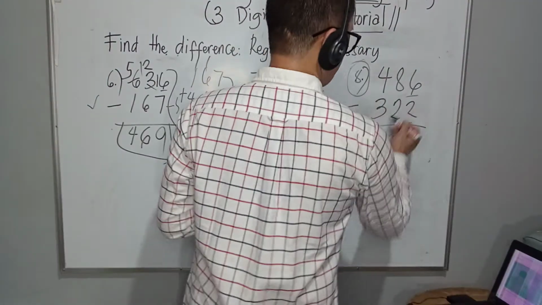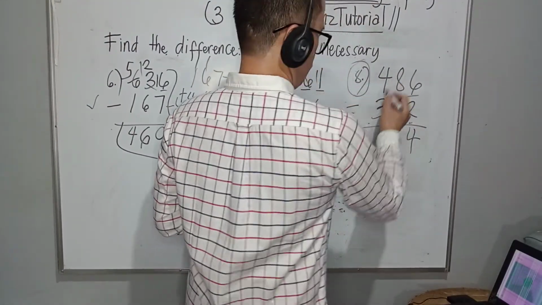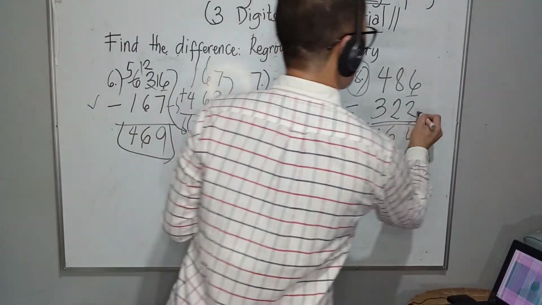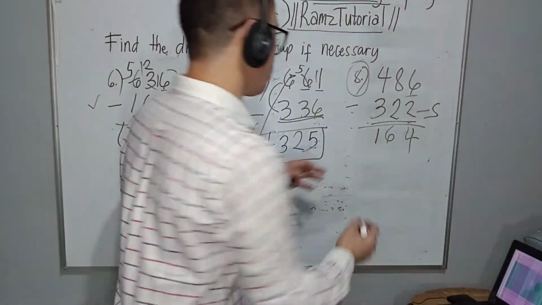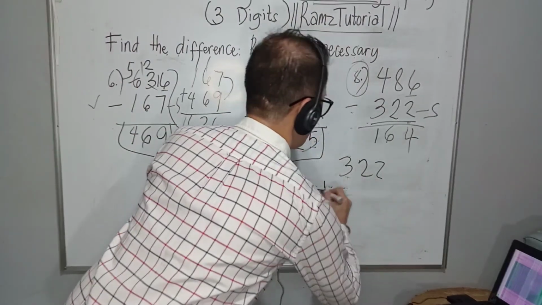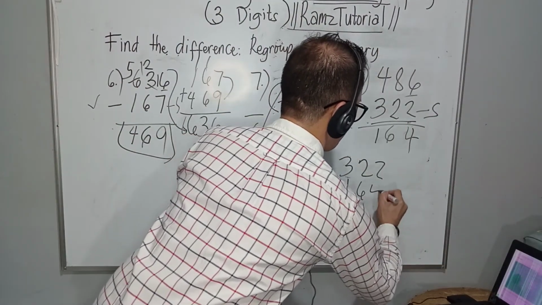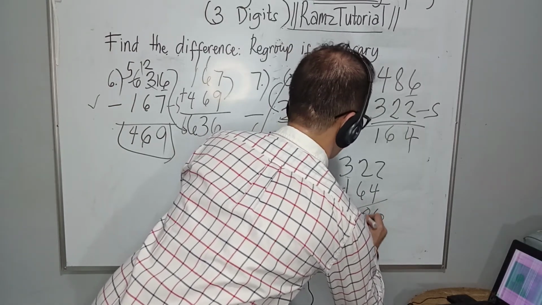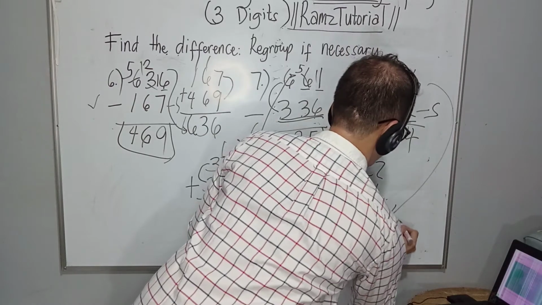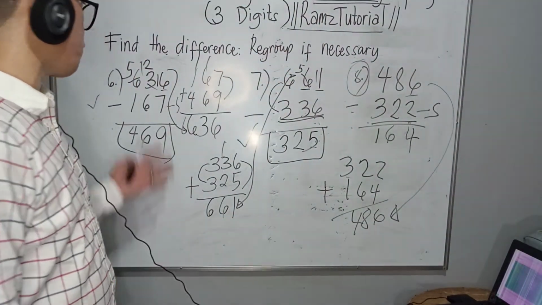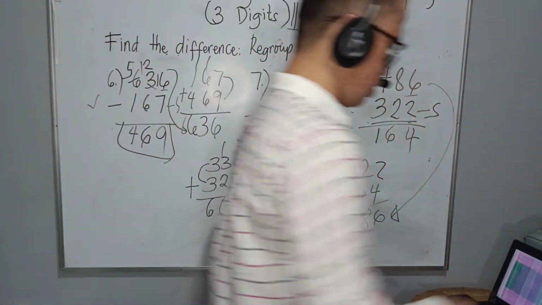So let's start with 8 minus 2, we have 6. 4 minus 3, we have 1. So same procedure, guys. You need to write our subtrahend to check it. 322 plus 164, guys. Okay, we have to write 6, 8, and 4. It's clear, my dear viewers, that our answer for number 8 is correct.